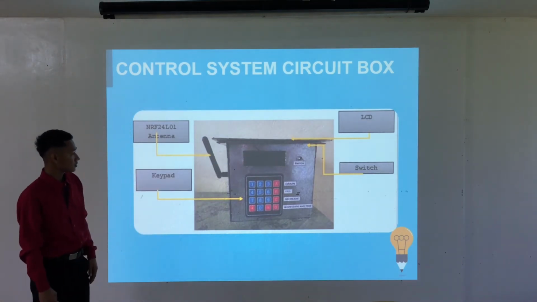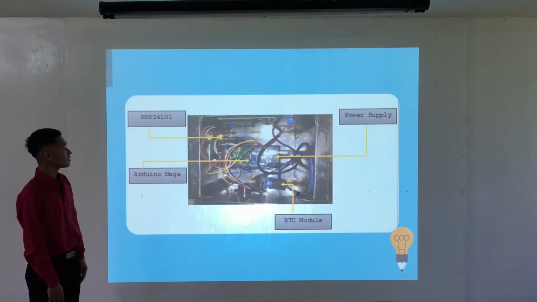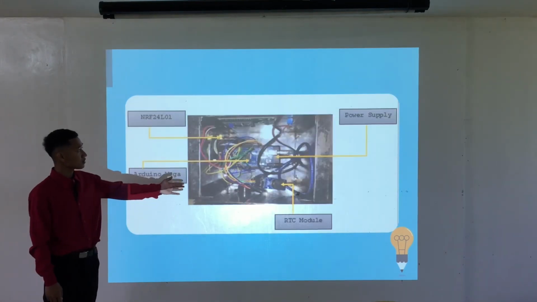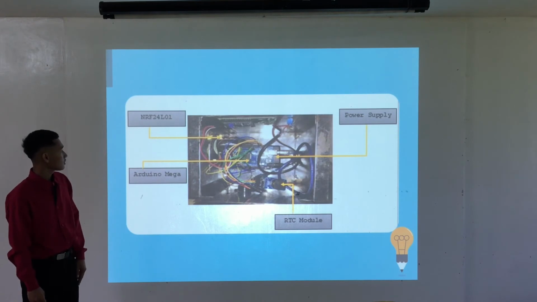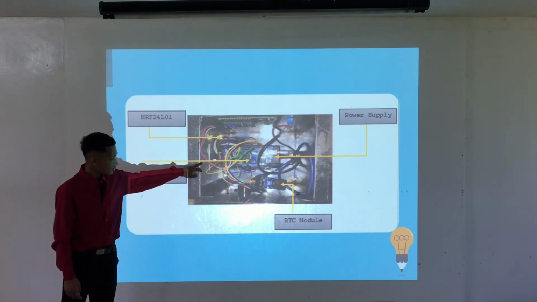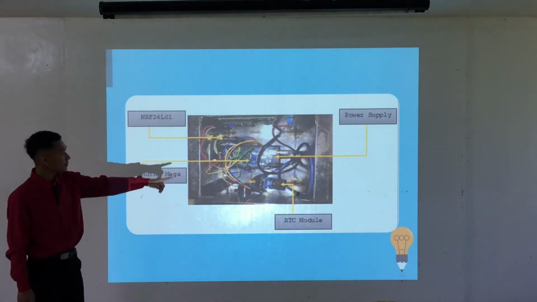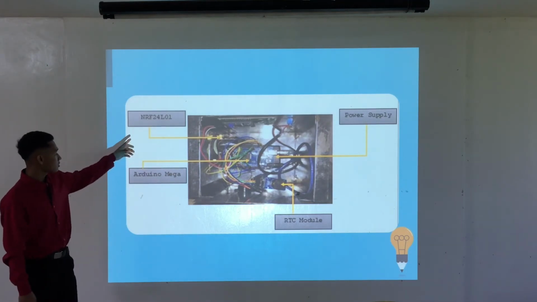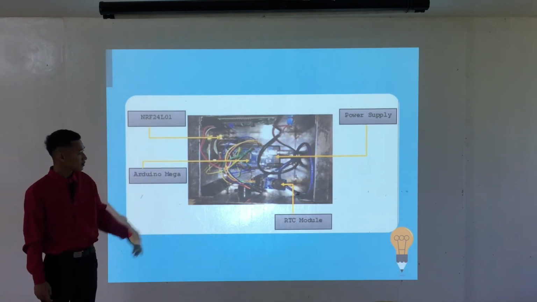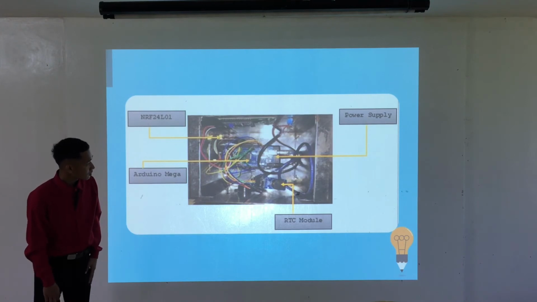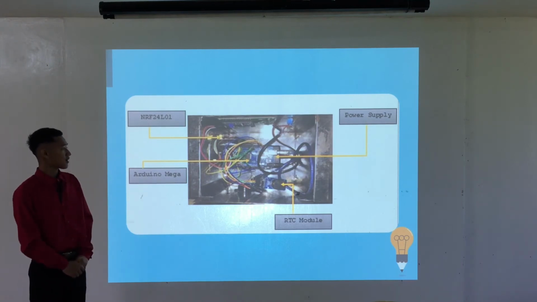Turning on the control system. As you can see, this is the inner part of the control system circuitry. It has wires, an RTC module, a power supply, an NRF module, and the Arduino Mega that we use to control the flow of the system.